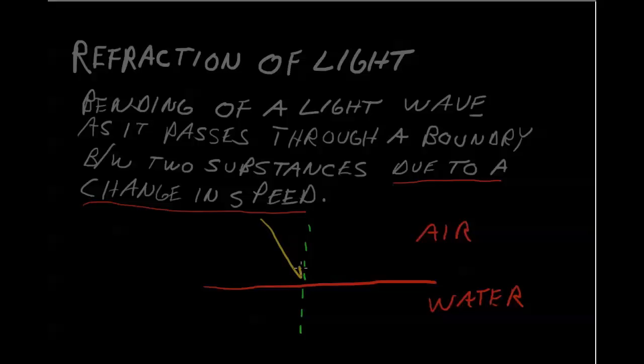And it strikes this interface here, so it forms an angle here. But as it hits the water, it bends or is refracted. And this angle here, again, from this normal to the ray, is going to be less than this angle up here. What really happens is this change in speed.